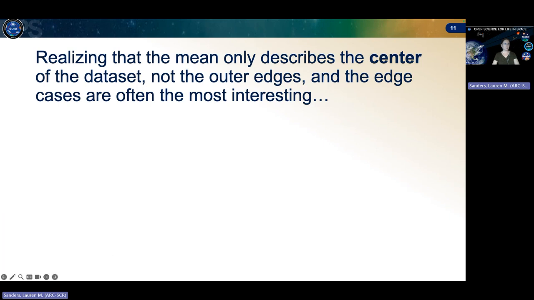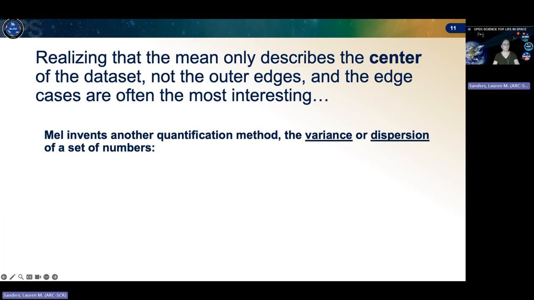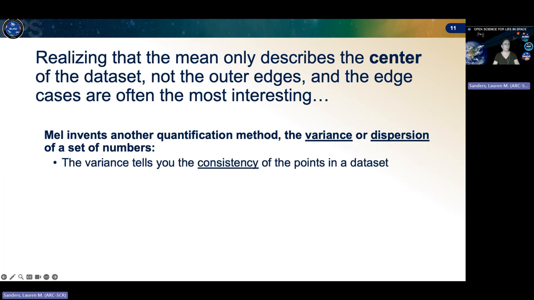Now, Mel then realizes that the mean only describes what the center of the data set is, not the outer edges. And the edge cases, especially in biology, are often the most interesting. So Mel invents another quantification method called the variance or the dispersion of a set of numbers.